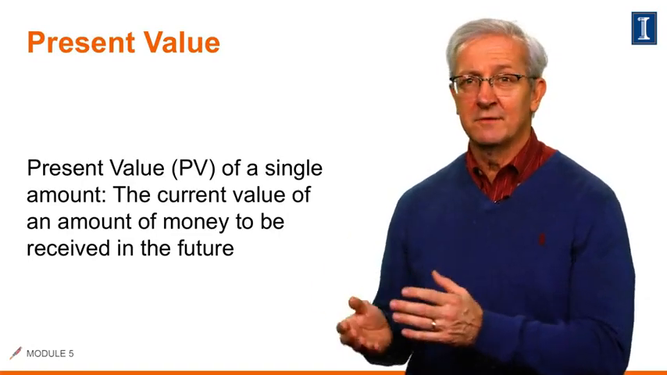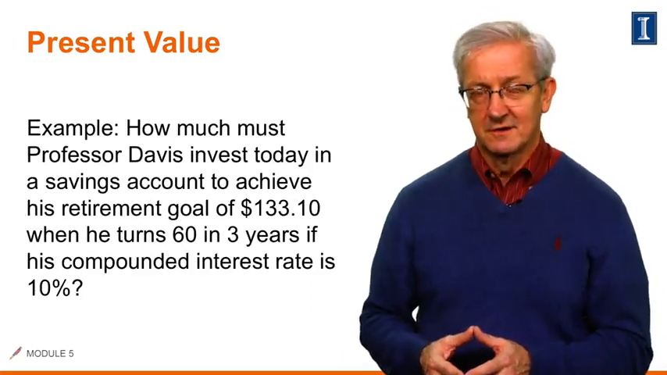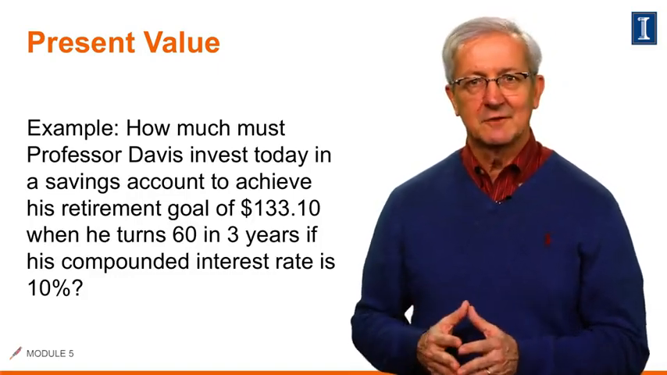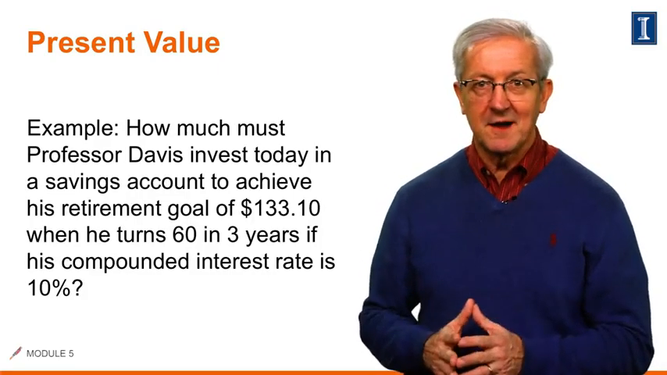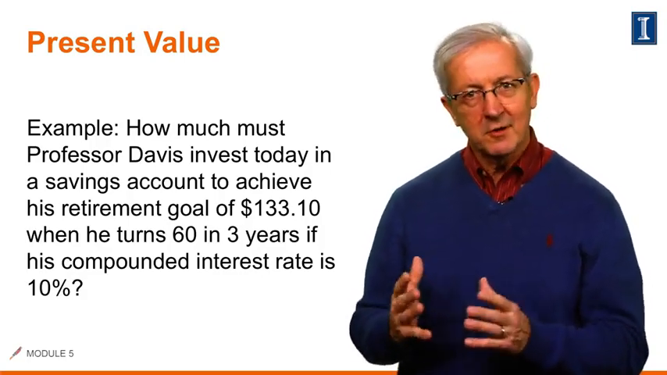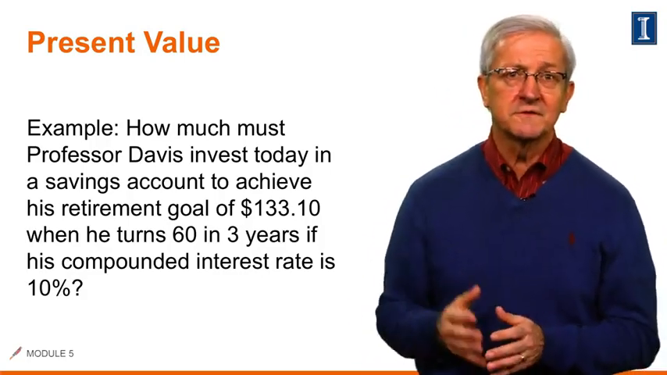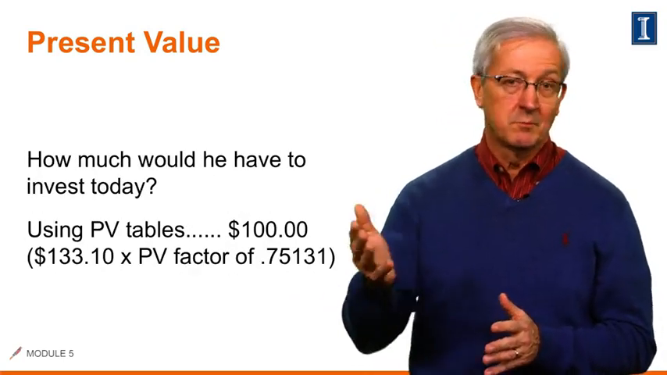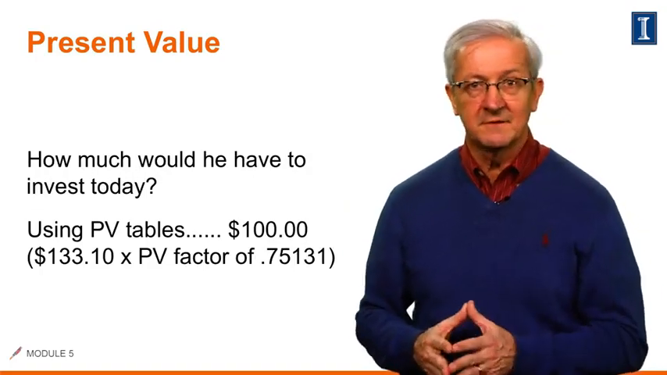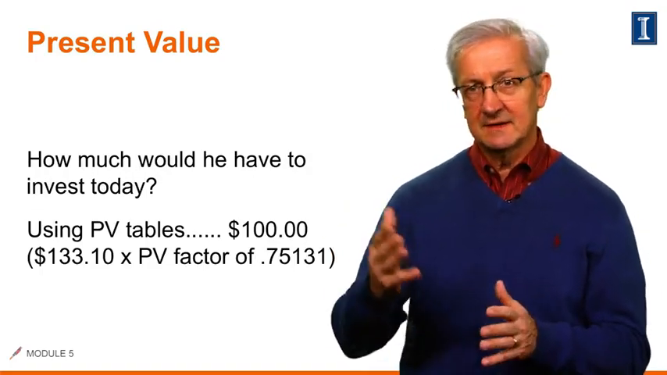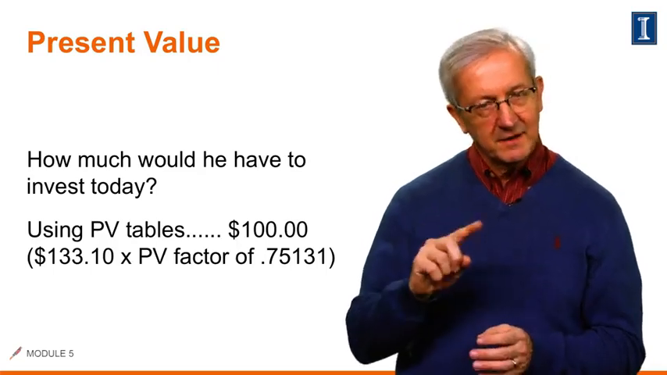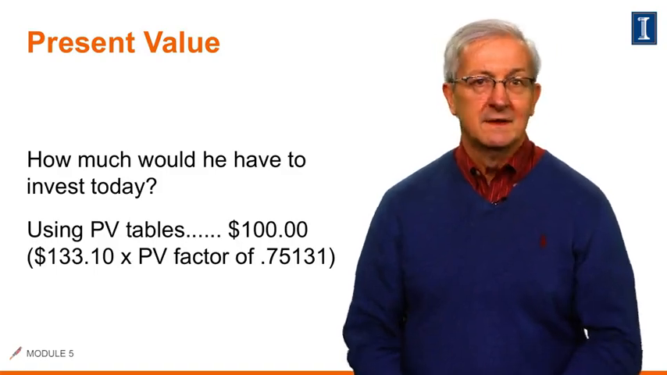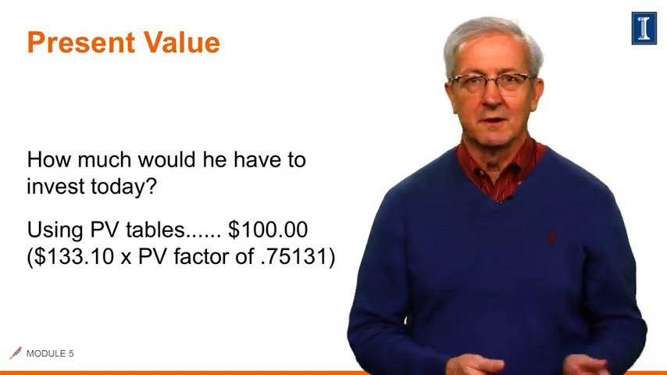That's the current value of money to be received in the future. So for example, how much do I need to invest today in a savings account to achieve my retirement goal of $133.10? I know, not a very lofty goal, but we've got to start somewhere. When I turn 60 years old in 3 years, if the compound interest rate is 10%. Well, per the prior example, as well as using your present value tables, which you can find online, you take the $133.10 times the present value factor, as you see here, 0.75131. That gets you to $100. It's what you started with, right?